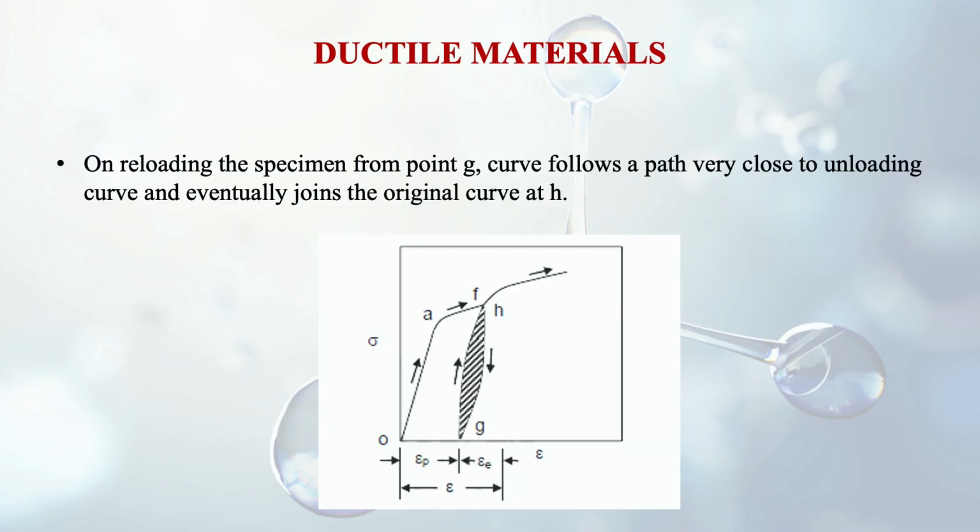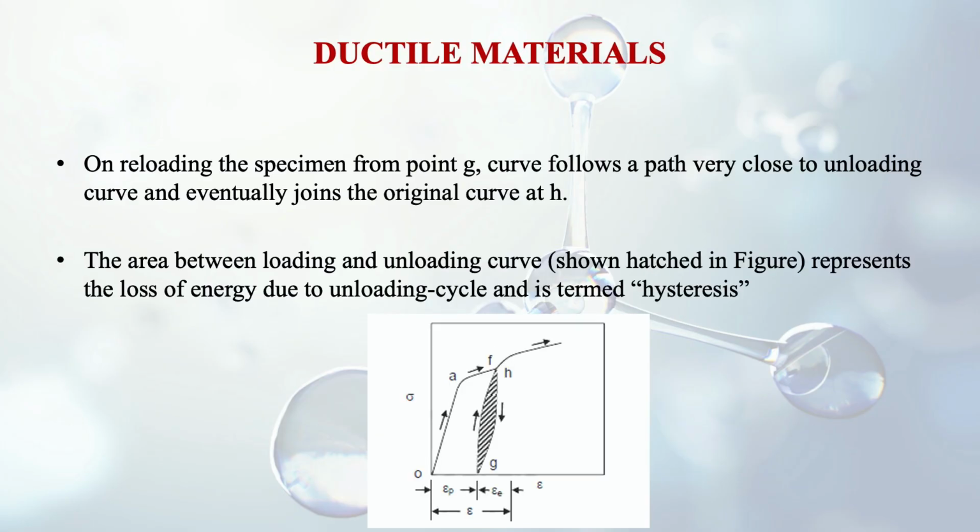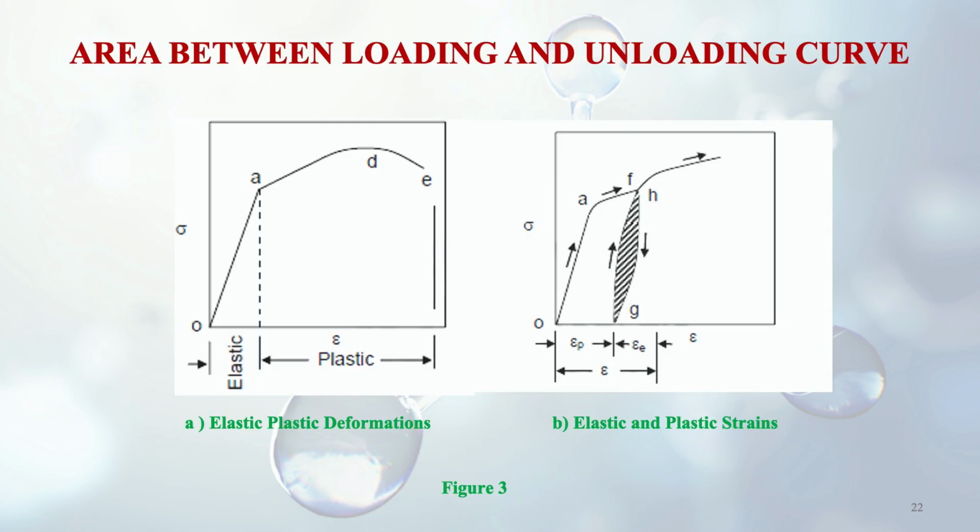On reloading the specimen from point G, the curve follows a path very close to the unloading curve and eventually joins the original curve at H. The area between the loading and unloading curve, which is shown as hashed in the figure, represents the loss of energy due to the unloading cycle and is termed hysteresis. Here in the figure, the first one is about the elastic-plastic deformation and the second one about elastic and plastic strains.